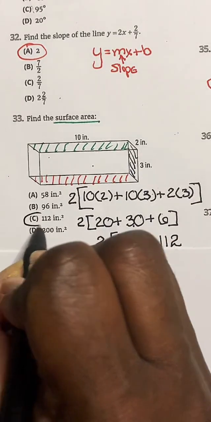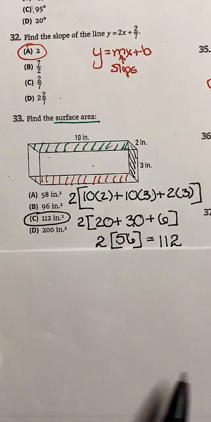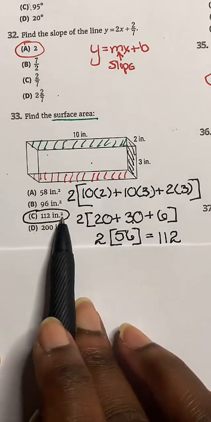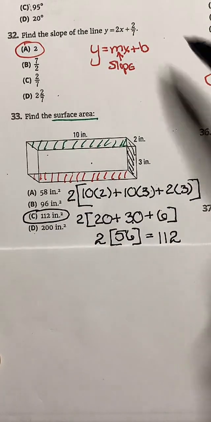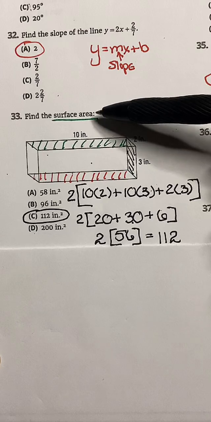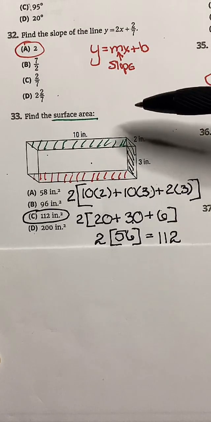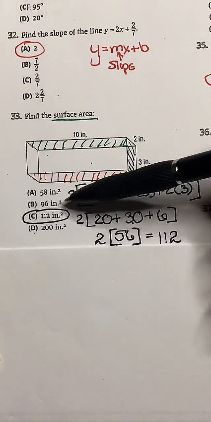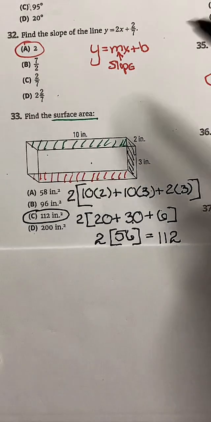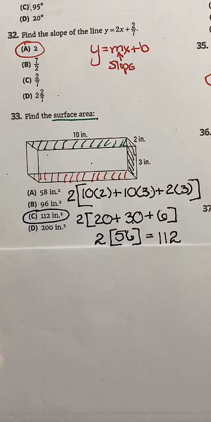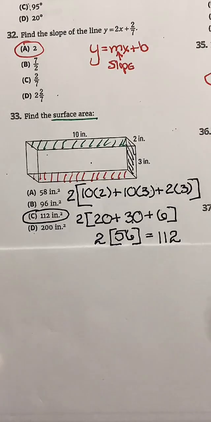112. So your answer is going to be 112 square inches because we're dealing with area. Anytime you're dealing with area, you look for squared. That's another thing you can look for in the test. If they said that was cubed, immediately gone, because the only thing raised to the third power will be volume. Volume is cubed, whereas surface area is squared.